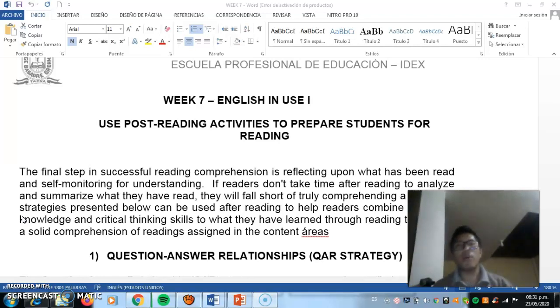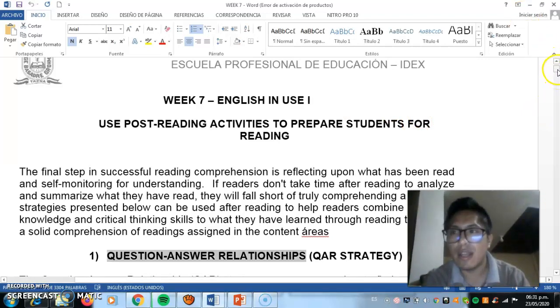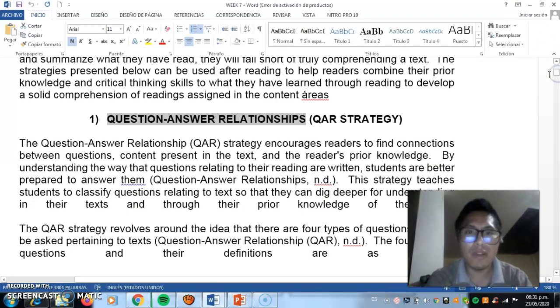The most important idea about this lesson is the reflection in our learning, especially in our learners. This is the most important, how we are going to reflect in the test that was provided by the teacher. In this case, we're seeing some strategies that are going to help us. For example, question, answer, relationship.